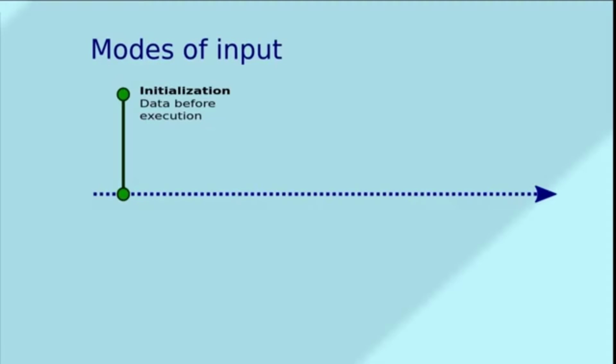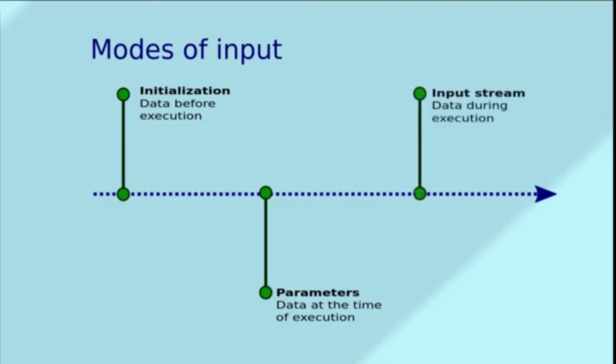The value in this case is stored in a variable using assignment operator. This method initializes the value in the program. The program has to be recompiled to change the value. Next is parameters, which refers to the input provided at the time of execution through function argument. This method is more versatile than the initialization method, as there is no need to recompile a program to change the value.